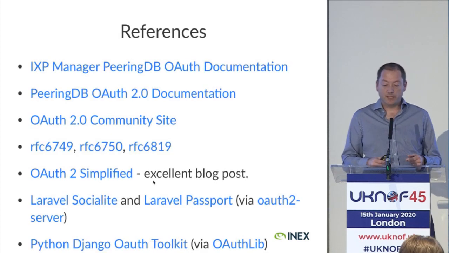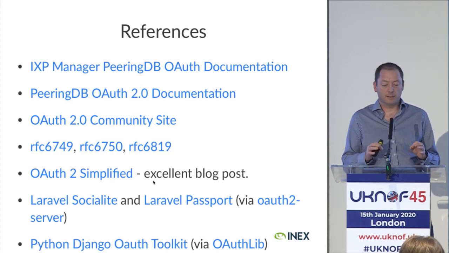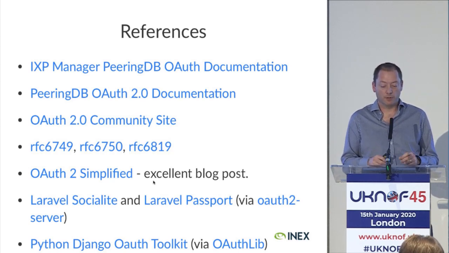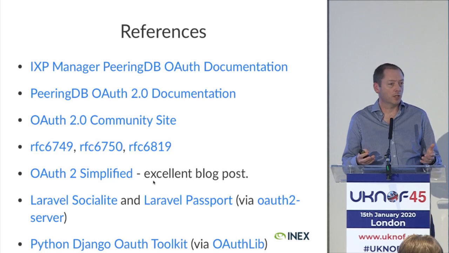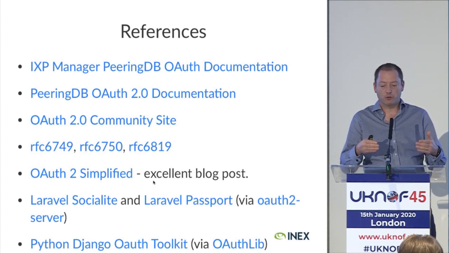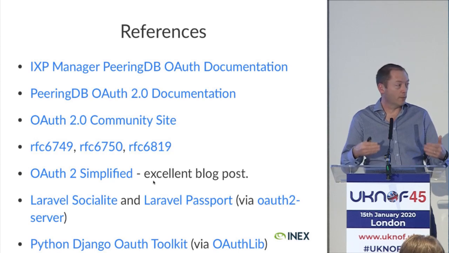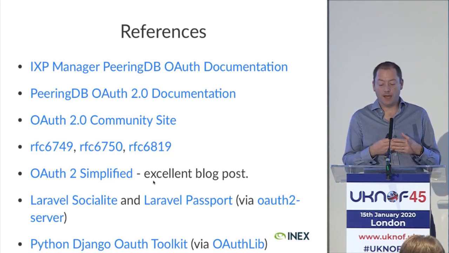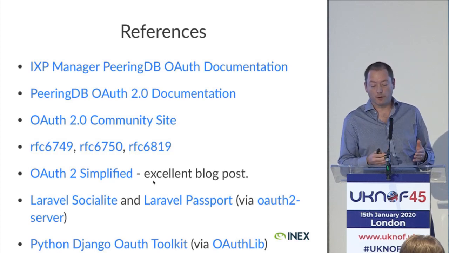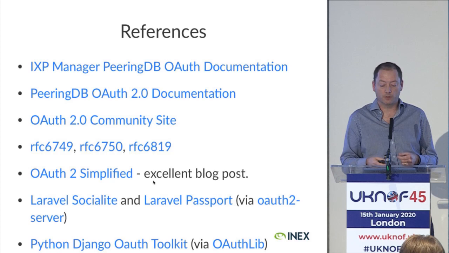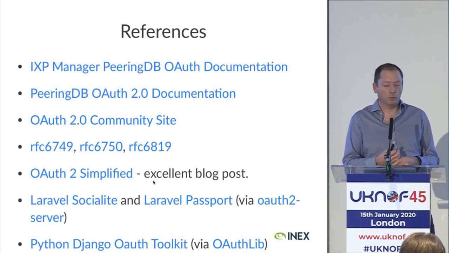If anyone is interested in OAuth itself as a service, all of the RFCs are linked here. There's an excellent blog post as well, OAuth 2 Simplified, which probably does a better job than I've done of explaining it. If you're interested in programming it, what we've done on IXP Manager is use a PHP library called Laravel Socialite, which in turn uses the League of Extraordinary PHP Packages, which is really where all the main code is. That's been around for years. And for PeeringDB, they've used the Python Django OAuth toolkit via OAuthlib. So again, neither of us has reinvented the wheel. We're using libraries that are well established.